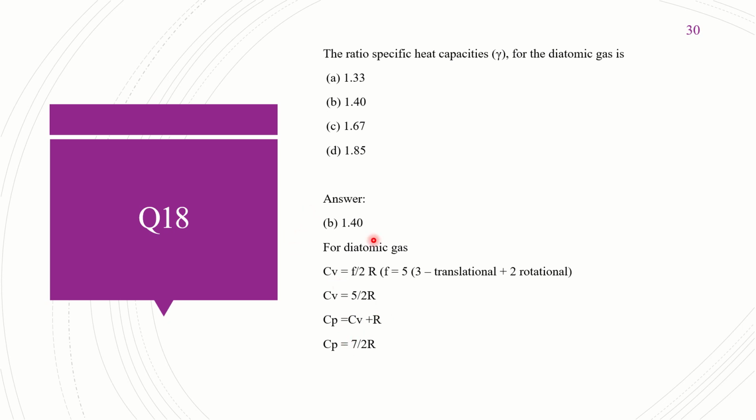So it is 7 by 2 R. So gamma is nothing but Cp by Cv, so 7 by 2 R by 5 by 2 R. What does it give? 7 by 5, which is nothing but 1.40. So the right answer is 1.40. Options given are 1.33, 1.40, 1.67 and 1.85. But the right answer is 1.40, which is nothing but 7 by 5.